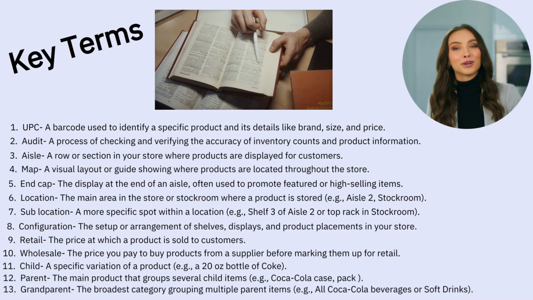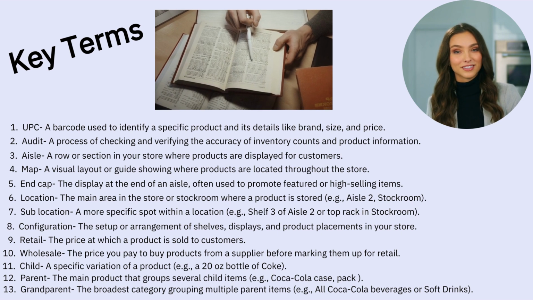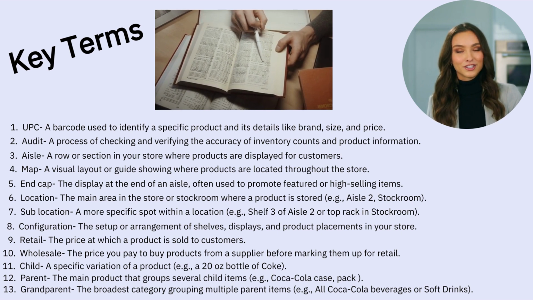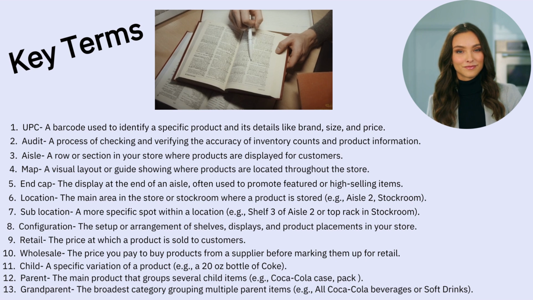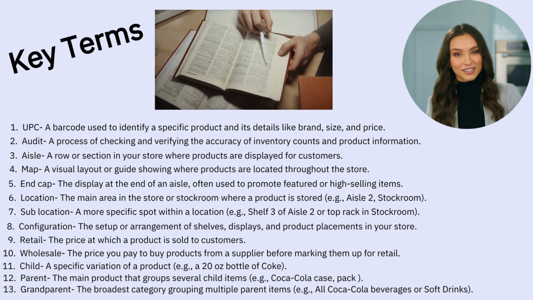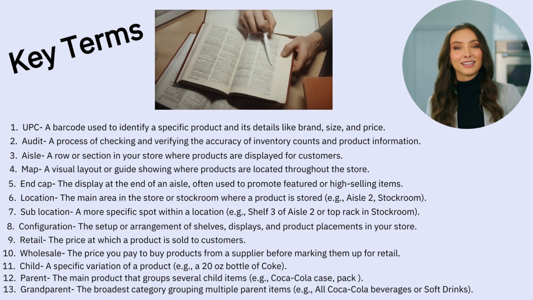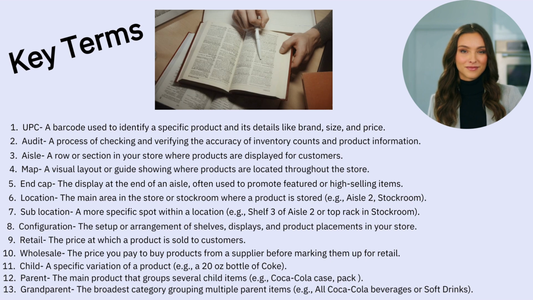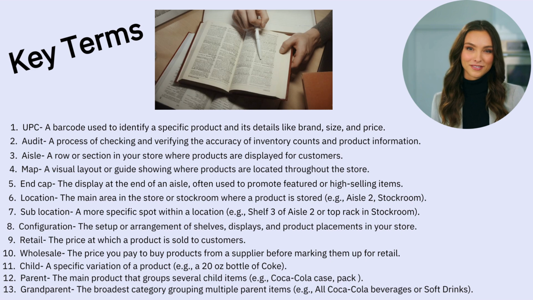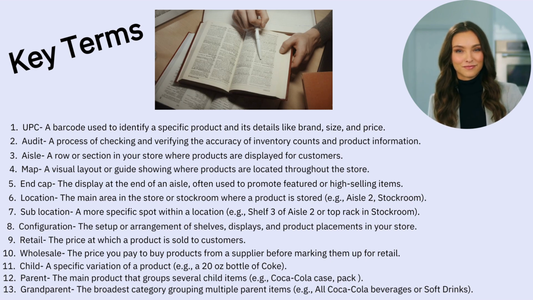Before we begin, it is important to understand the key terms that will be used in this lesson. These terms will also be used when interacting with customers. 1. UPC, Universal Product Code. A barcode used to identify a specific product and its details like brand, size, and price. 2. Audit, a process of checking and verifying the accuracy of inventory counts and product information. 3. Aisle, a row or section in the store where products are displayed for customers. 4. Map, a visual layout or guide showing where products are located throughout the store.